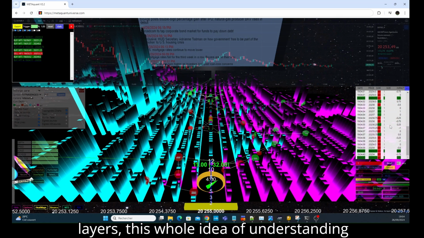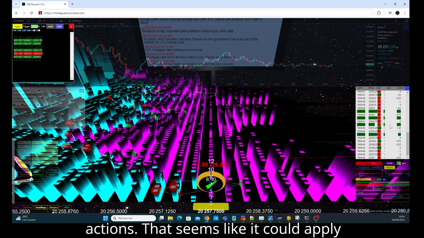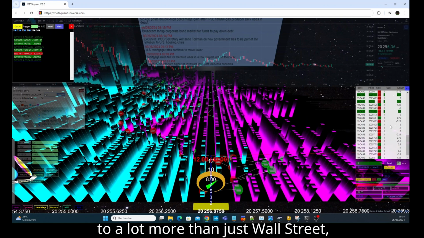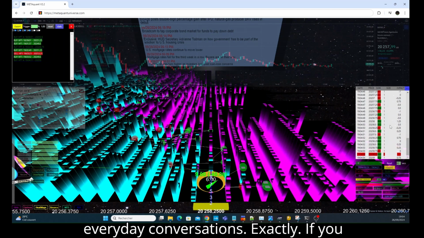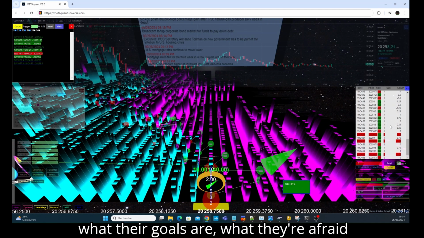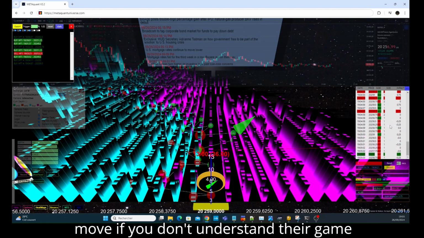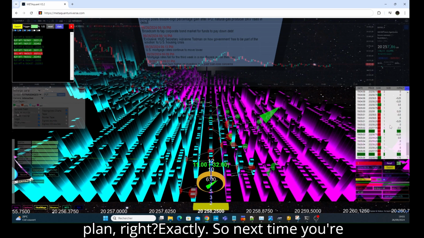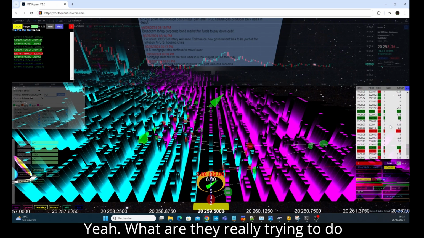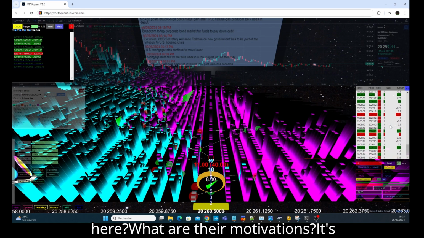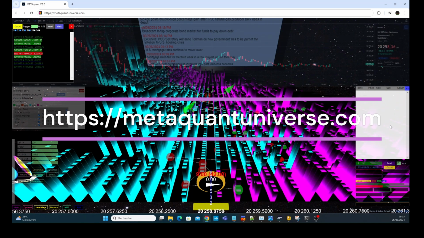Speaking of peeling back the layers, this whole idea of understanding the why behind people's actions, that seems like it could apply to a lot more than just Wall Street, right? Oh, absolutely. Like negotiations, business deals, just everyday conversations. Exactly. If you can understand what's motivating someone, what their goals are, what they're afraid of, big advantage. It's like a game of chess. You can't predict your opponent's move if you don't understand their game plan, right? Exactly. So next time you're in a meeting, or even just chatting with a friend, take a second and think about it. What are they really trying to do here? What are their motivations? It's about more than just observing. It's about, like you said, understanding that deeper game.